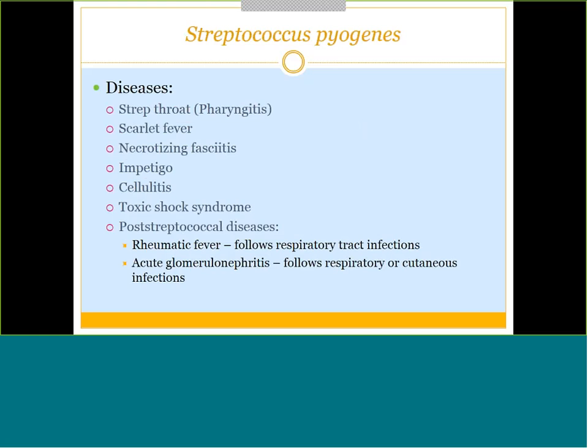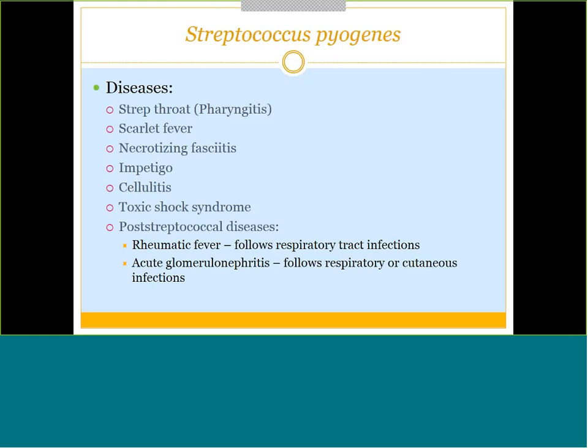Toxic shock syndrome is listed there. Necrotizing fasciitis, that's that flesh-eating disease. Now, not all strains of Strep pyogenes will cause necrotizing fasciitis, thank the Lord, but there are certain strains that can kind of eat their way through the muscle fascia. It's very deadly.